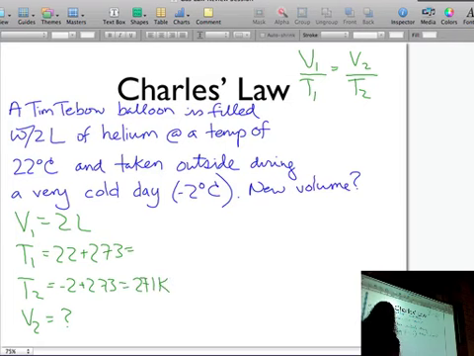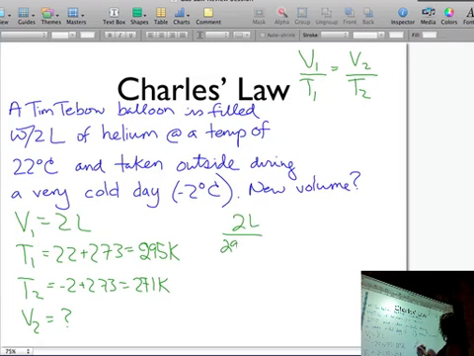So there's, oh wait, 295, did I hear? 295, yeah. All right, so I'll write it out as you guys are. So we got 2 liters over 295 Kelvin equals question volume over 271.